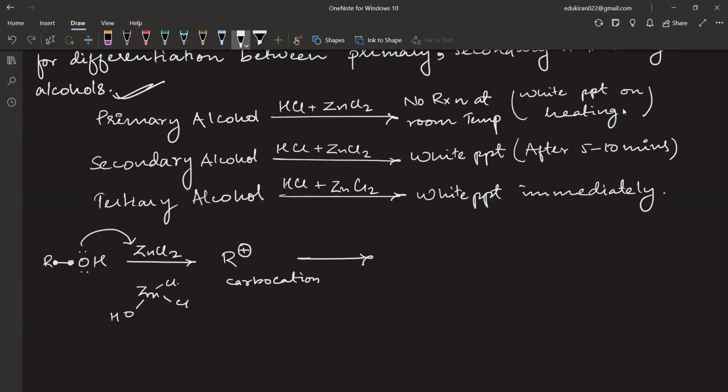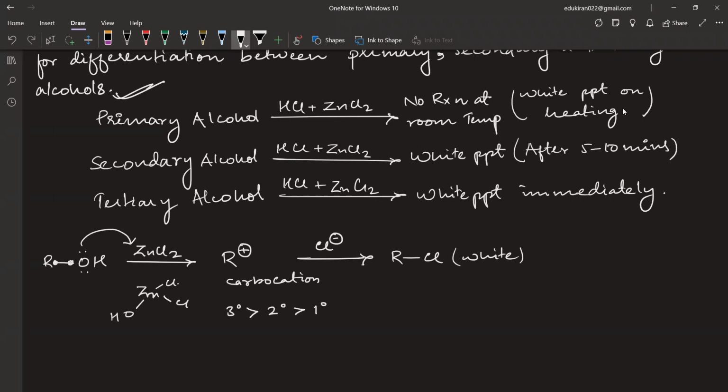Now further, this carbocation reacts with Cl negative from HCl, because HCl is a strong electrolyte, it will have H plus and Cl negative, right? And hence we get RCl, which is white PPT. Okay. Now, if this carbocation is 3 degree, that means it is more stable and it will form fast, and that is why that reaction will be very fast, followed by 2 degree and followed by 1 degree.